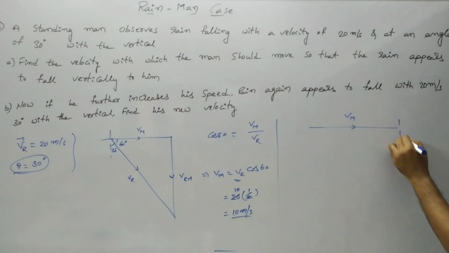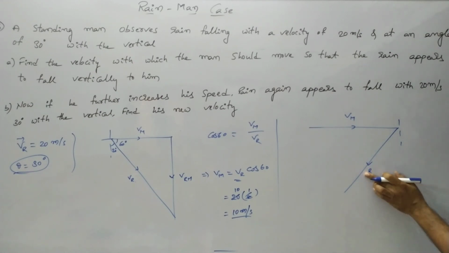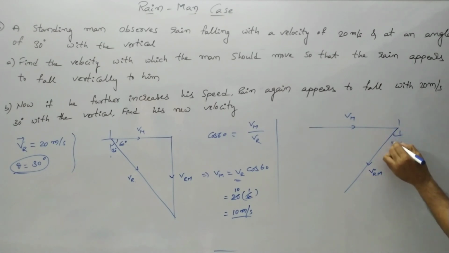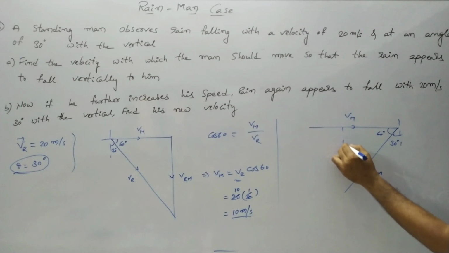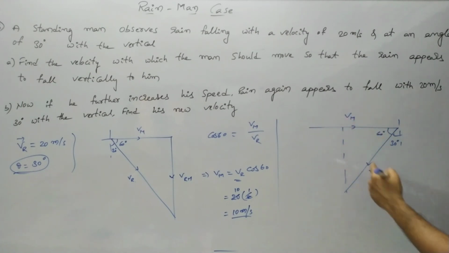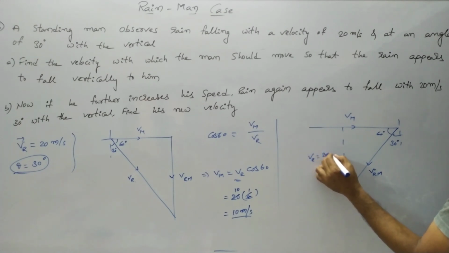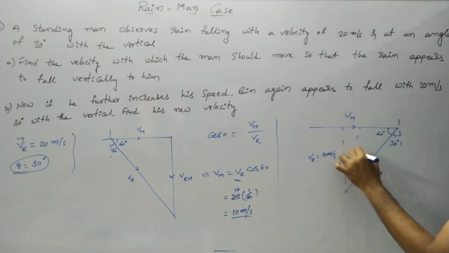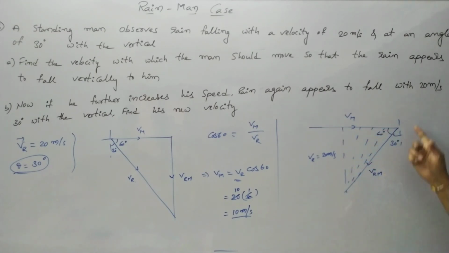Observe that the rain is appearing to fall at an angle of 30 degrees. So here we have 60 degrees, because the total angle is 90 degrees. Based on that, we have to represent the velocity of the man, where the velocity of the rain with respect to ground is 20 meter per second. As he increases speed, the rain appears to increase its angle.